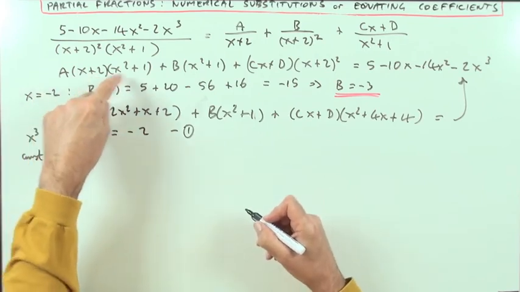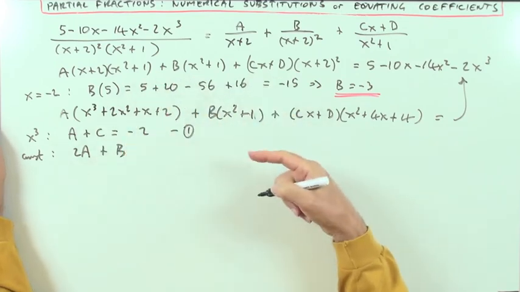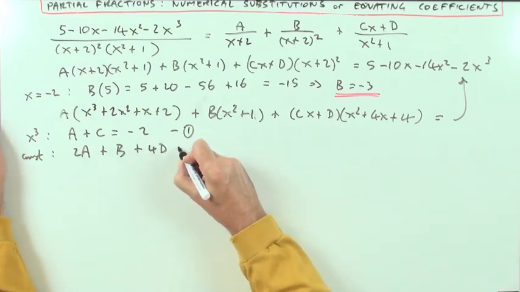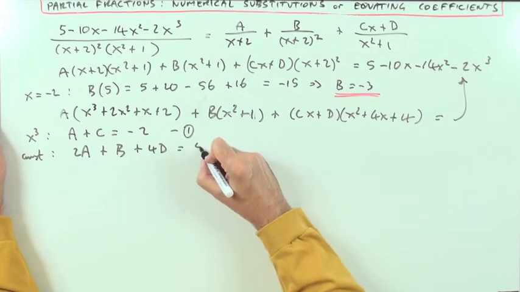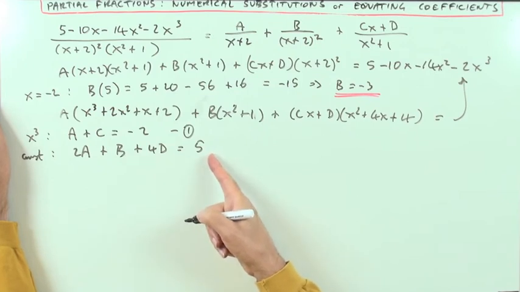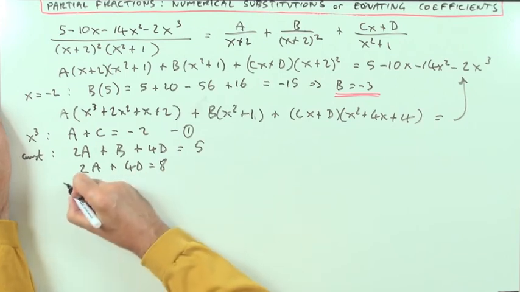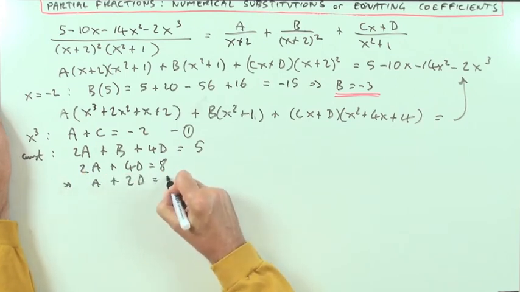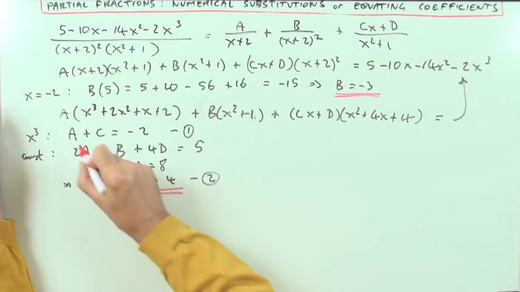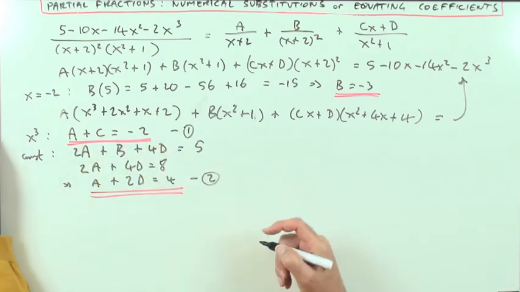Constants. For the constants, I'm going to have a 2a, a 1b, c's won't exist at all. Oops, I'm doing it wrong, it should be here, and a 4d plus 4d should equal the constant, 5. But I already know that b is negative 3, so I can simplify that. Take the negative 3 across and add, and I've got 2a plus 4d is 8, or knocking that down, a plus 2d equals 4. Now, there's my memory. I can't remember what I had before. I've forgotten already. So there's 2. Nice and easy.